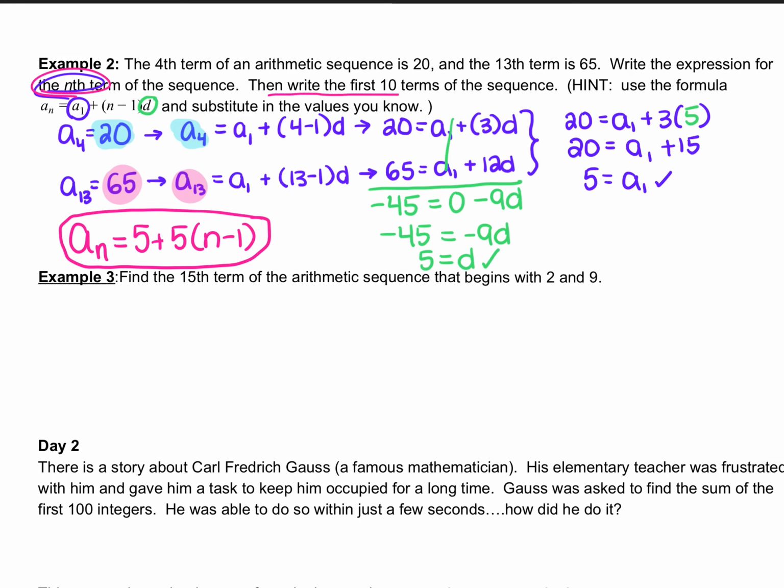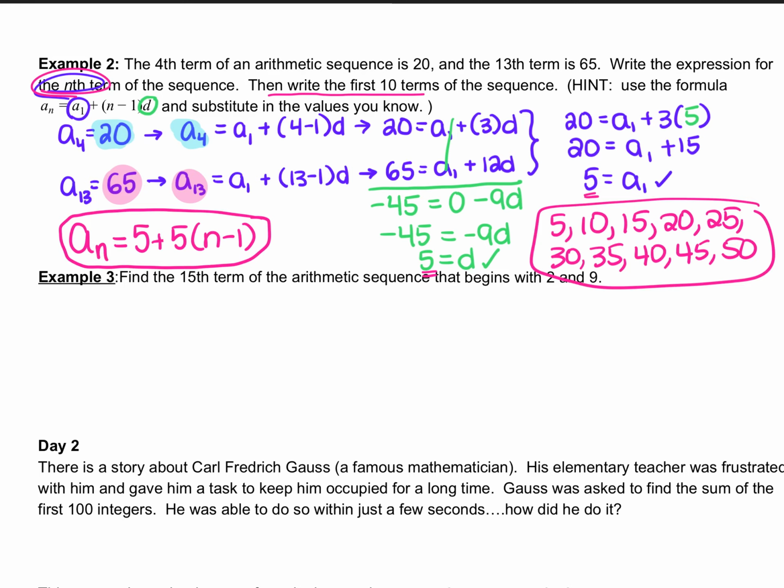The next part is to write the first 10 terms of the sequence. Well, now that we know the first term is 5, and we know our common difference is also 5, we can just start writing out those terms pretty easily. We're just counting by 5s here. And we would have our first 5 terms that look like this. So there's our first 5 terms. All right. Let's try one more and then we'll be done for the day.